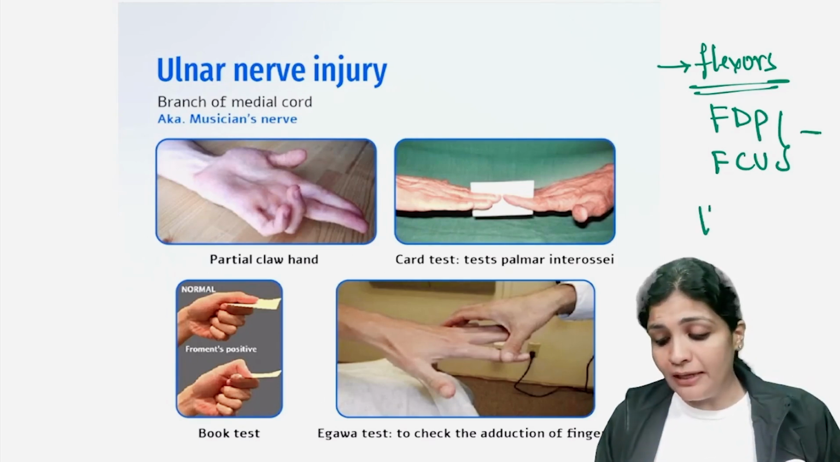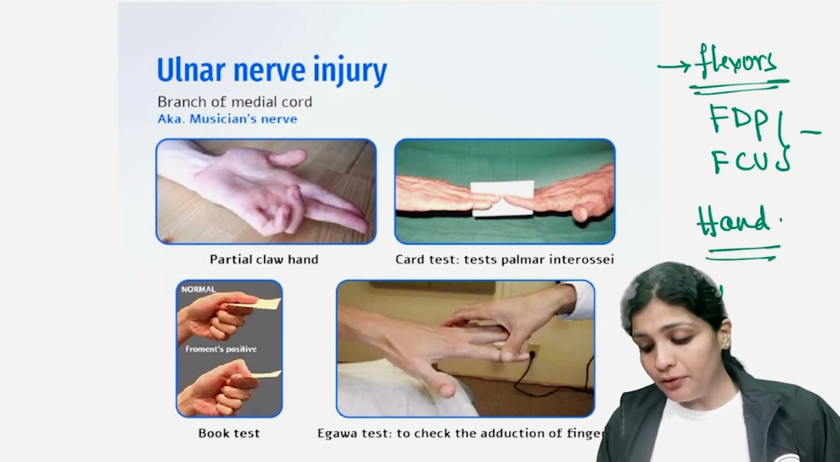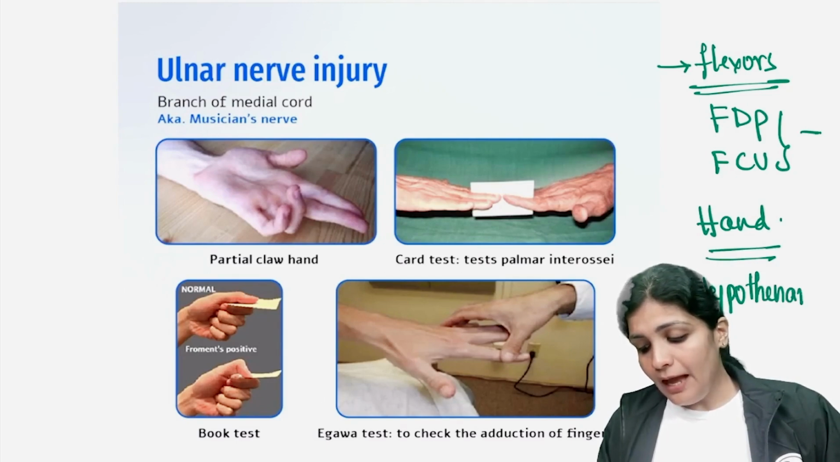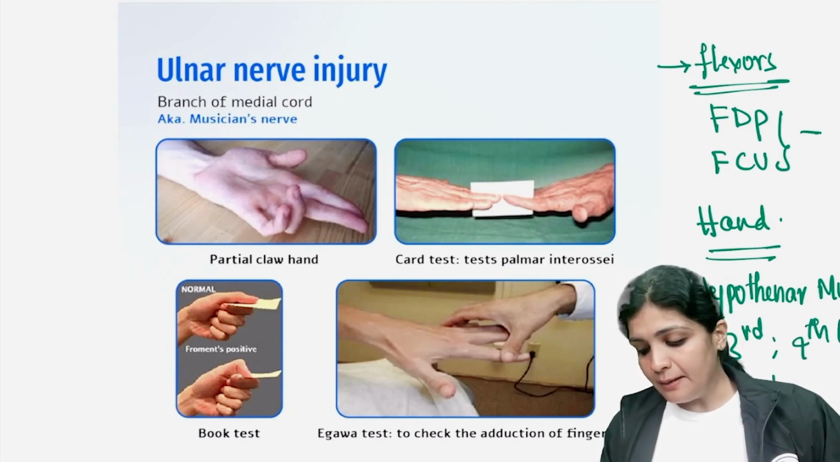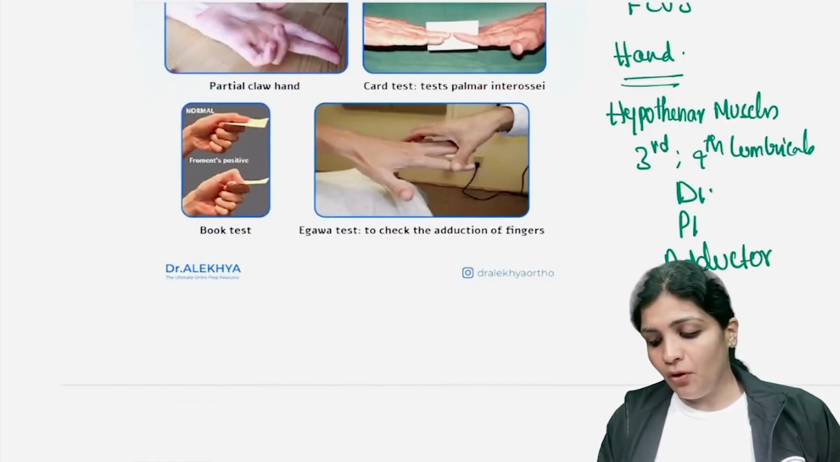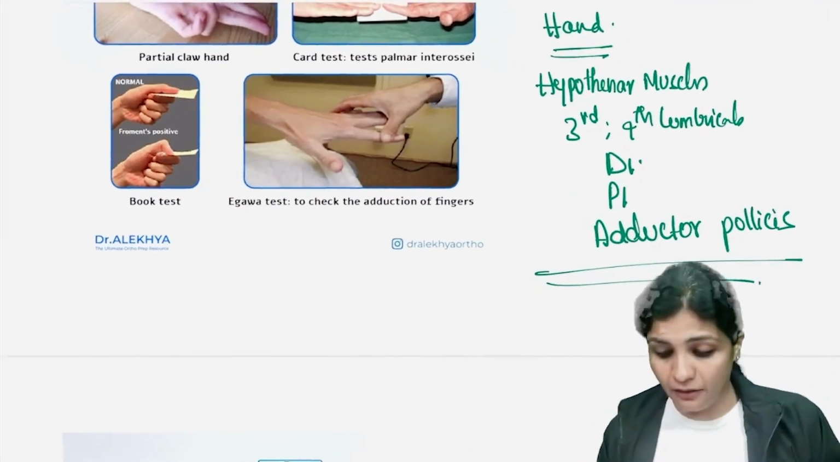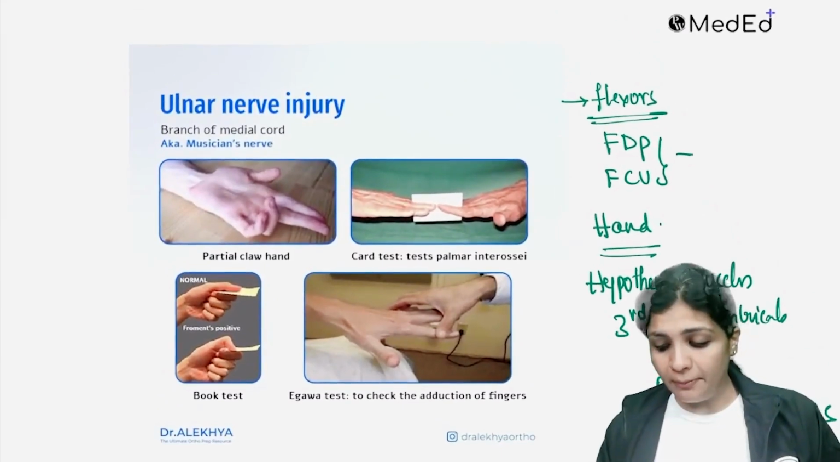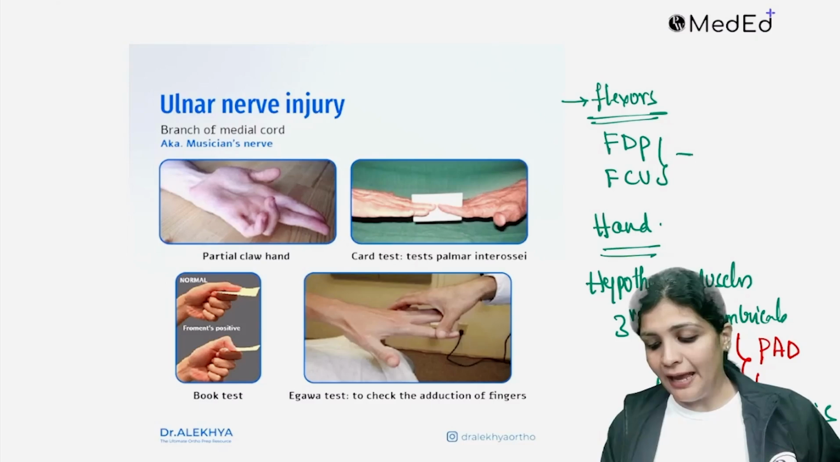So here the main thing is, in the hand, it is supplying the hypothenar muscles, and it supplies your third and fourth lumbricals, and it supplies your dorsal interossei muscles, the palmar interossei muscles, and then it also supplies your adductor pollicis. So this is the complete supply of the ulnar nerve. So once you know that the dorsal interossei and palmar interossei are supplied by the ulnar nerve, when you go back to your anatomy, you can remember this PAD and DAB, right?